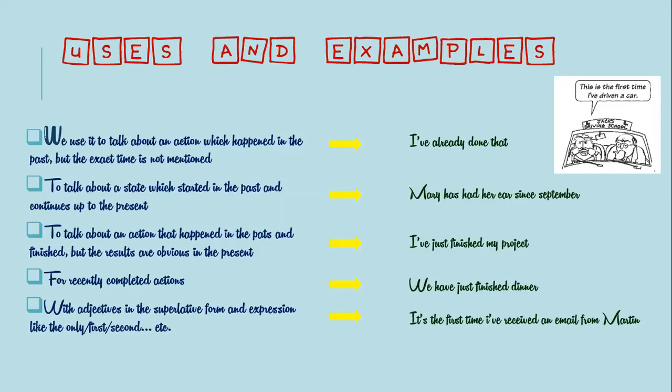We can also use it to talk about a state which happened in the past but continues in the present. Like Mary has had her car since September. And we can also use it to talk about an action that happened in the past and finished, but the results affect the present. Like I've just finished my project. You started it in the past, and you also finished it, but the project matters for the present time.